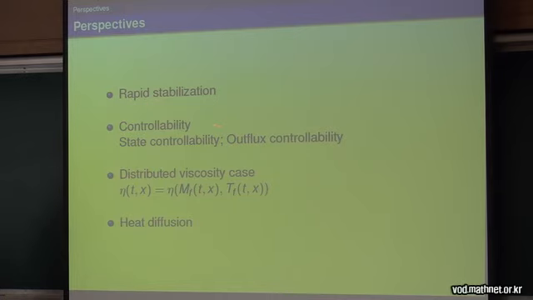Here we only prove that there exists an omega such that the energy decays at the speed of e to the minus omega t. And rapid stabilization says that for any fixed positive omega, we can find a suitable feedback law such that the solution or the energy decays at exactly the decay rate that you require. This work has been done recently.